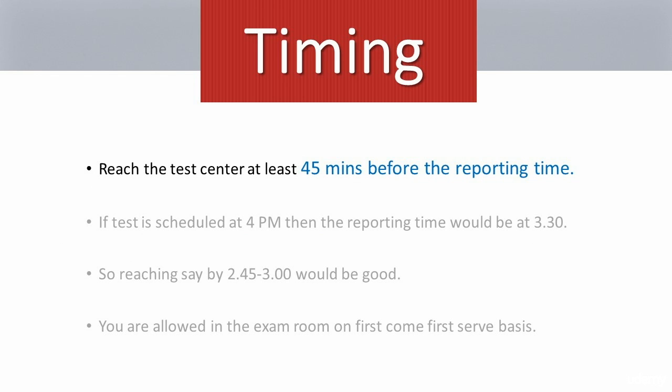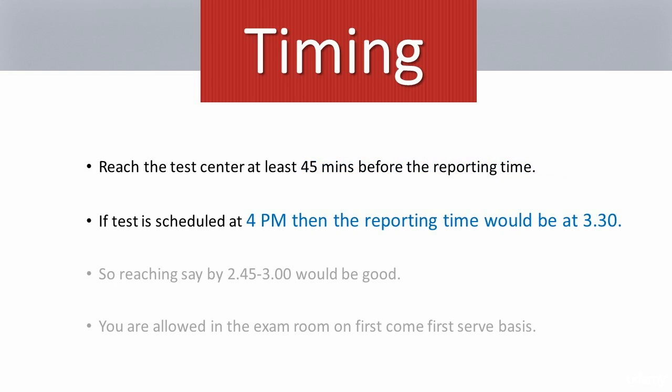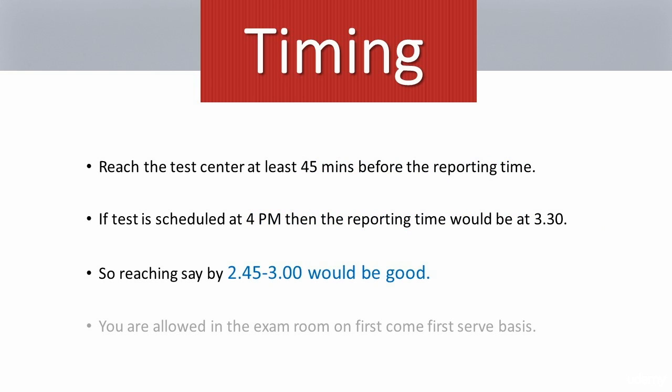Timing. Reach the test center at least 45 minutes before the reporting time. If the test is scheduled at 4 p.m., then the reporting time would be at 3:30 p.m. So reaching, say, by 2:45 to 3 o'clock would be good. You have to fill out a confidentiality agreement form and a brief instruction session for 5 to 10 minutes.